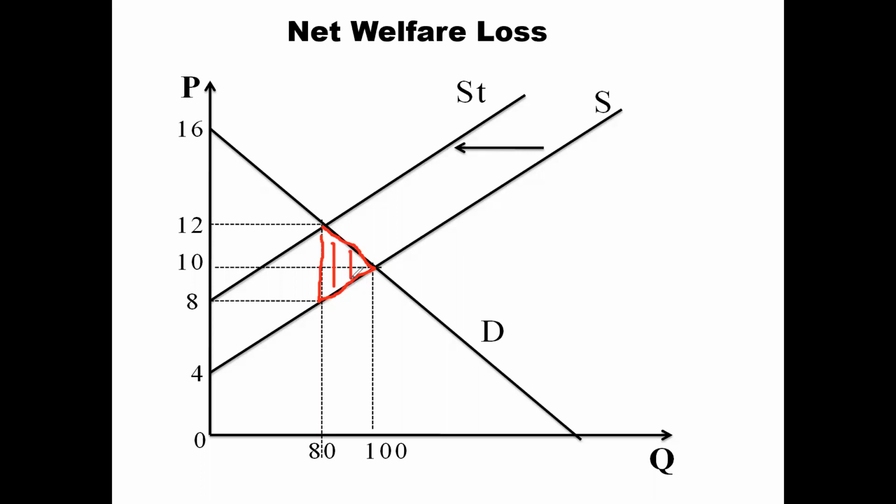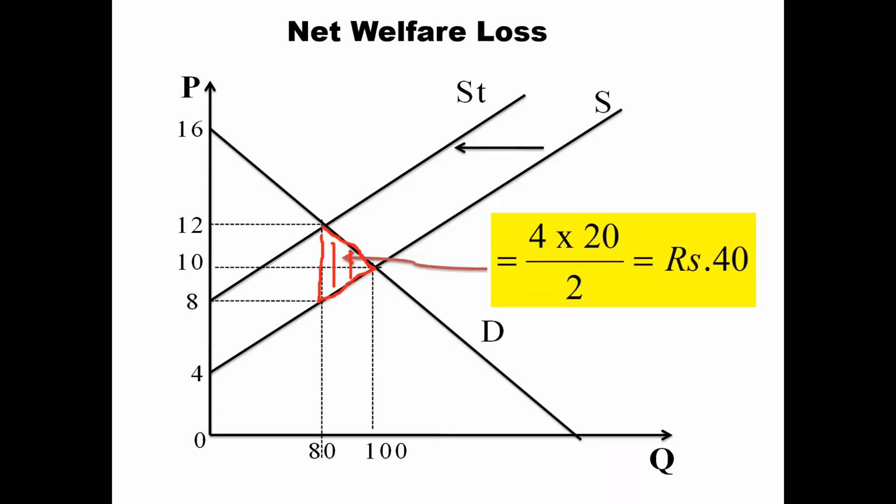Yes, Madara, correct. Diana, correct. Amit, okay. This one, okay. Right, yes, 40. 4 is the unit tax, into the change in equilibrium quantity 20, divided by 2, that's 40.